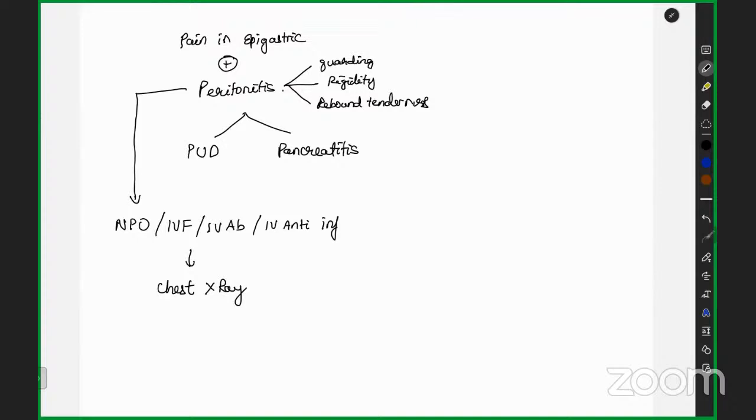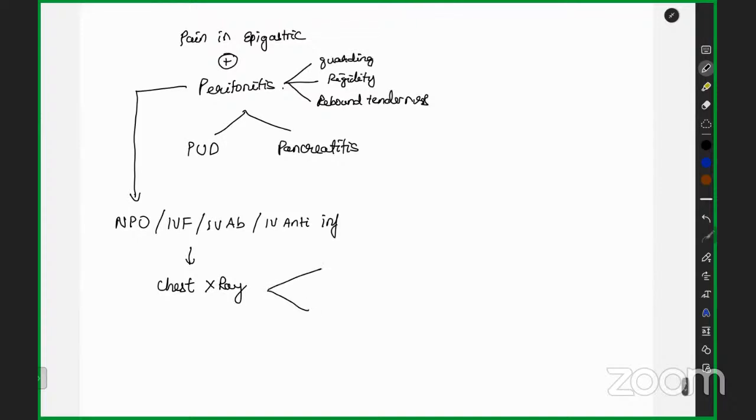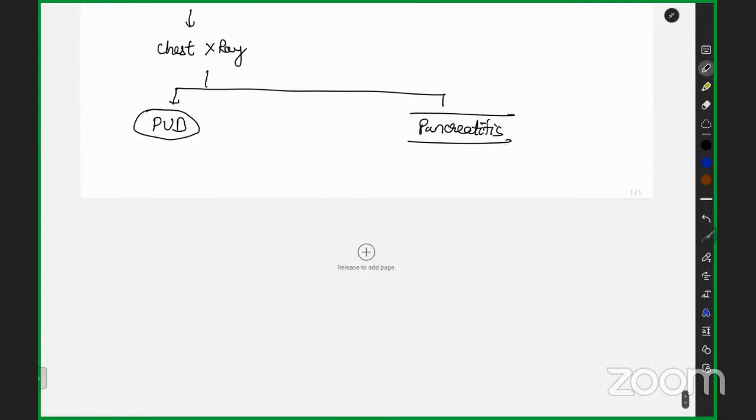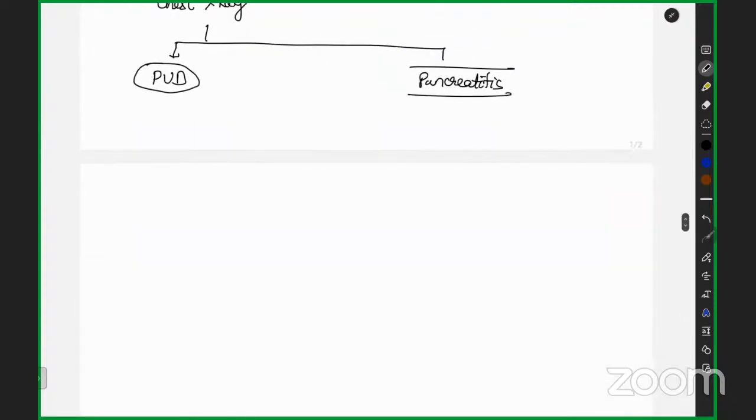Anyone? Can you try? So, chest X-ray I have taken. It has to be either of the two. If it is going to be a peptic ulcer disease, what will be my features? And if it is going to be a pancreatitis, what is going to be my expected feature? Can you tell me in the chat box? So if it is going to be a peptic ulcer disease, you will be having gas under the dome of diaphragm. So that is going to be my feature of X-ray in PUD.